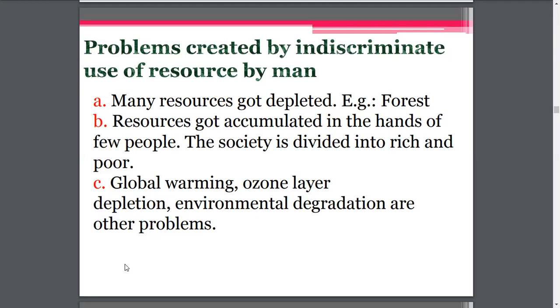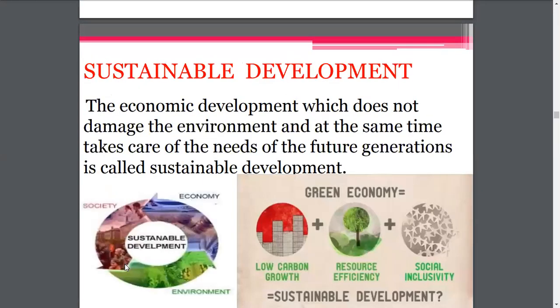Because of that, the direct ultraviolet rays from the sun are coming to our earth, and it is not good for living beings. Who is causing all these things? Man. So man is also going to get affected by it. These are some of the problems created by the indiscriminate use of resources by man.